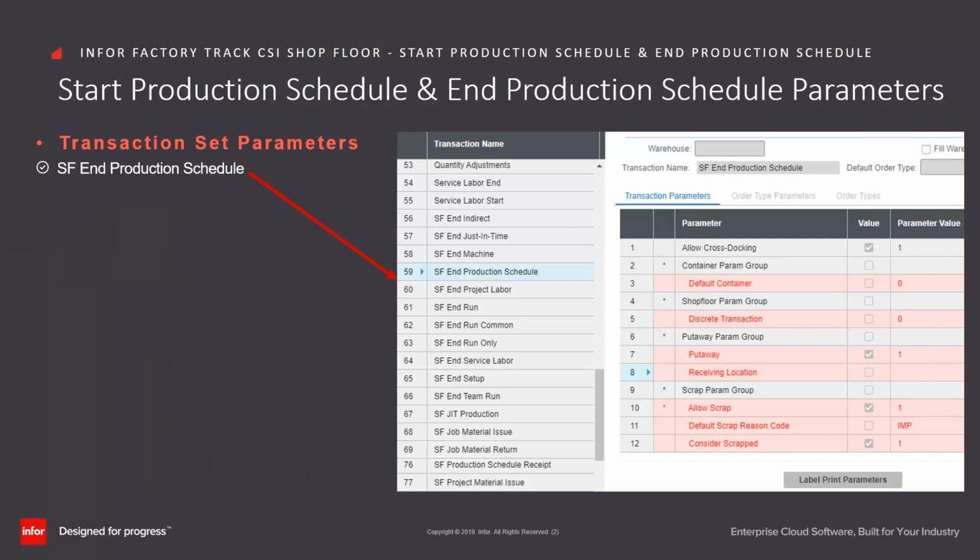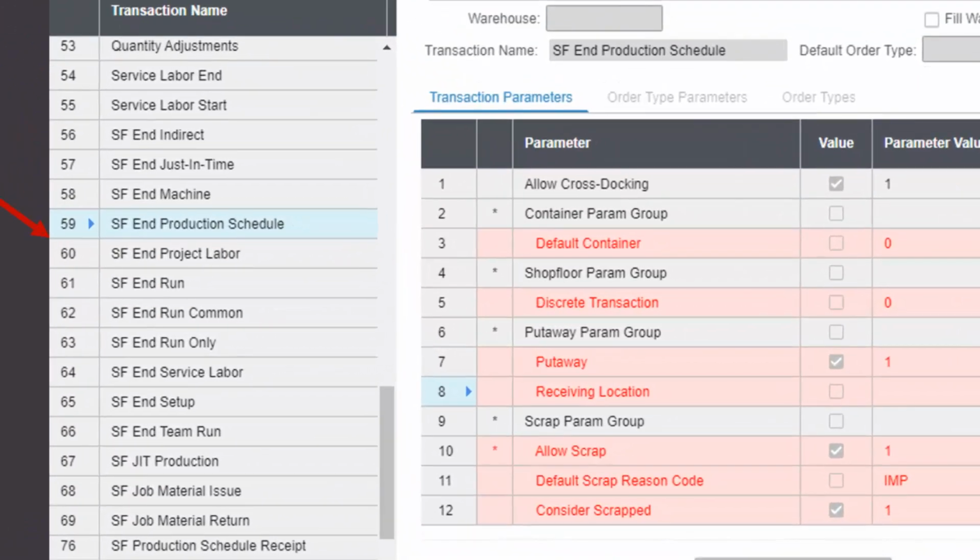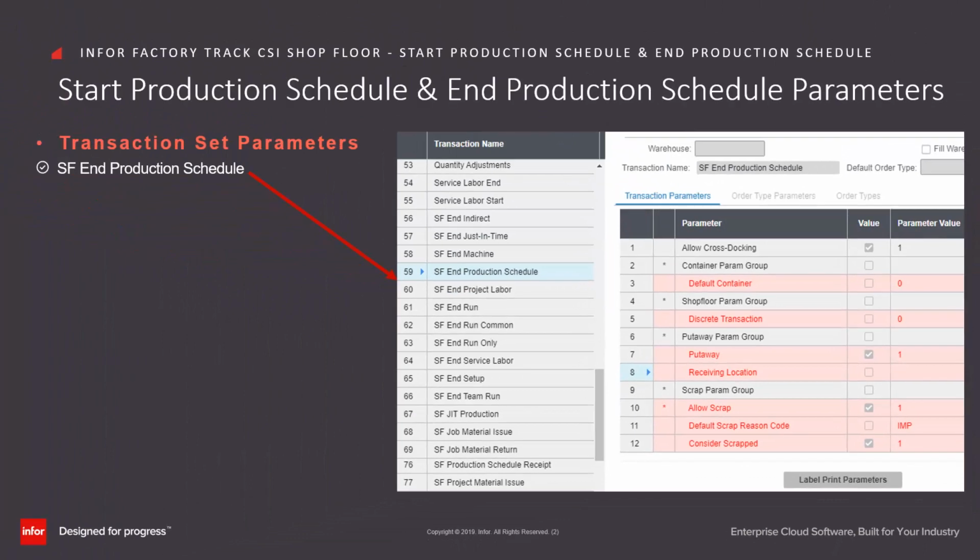Factory Track has several shop floor end production schedule parameters to control the validations, displayed fields and processing options that are permitted as part of the end production schedule process. For this training, we've set these parameters to illustrate how these fields appear and the validations that occur in the transaction steps. Note that the parameter group settings configurations are being used as shown.